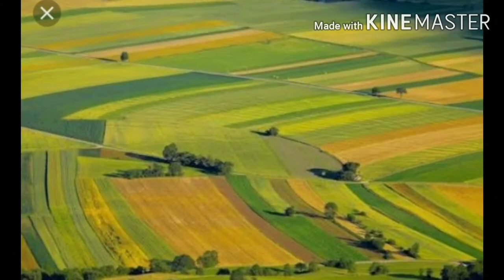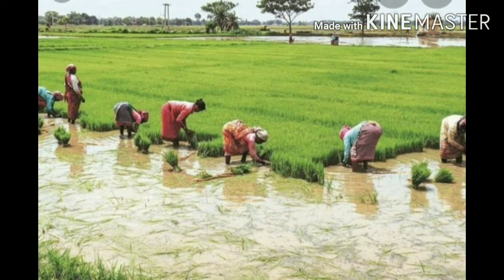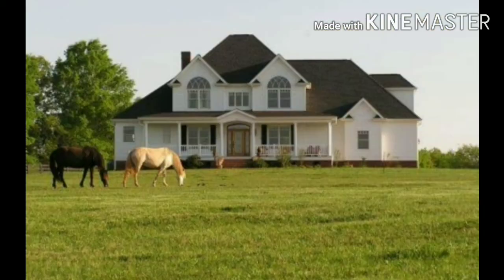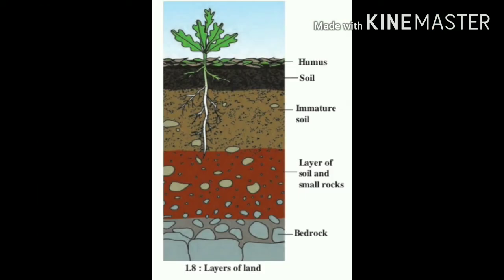The third sphere, lithosphere or land. Land is made up of soil, stones and big rocks. All the animals, including human, lives on land. Man uses this land for farming and constructing shelter and building roads. The land on which we live is not a single layer. It is made up of many layers.